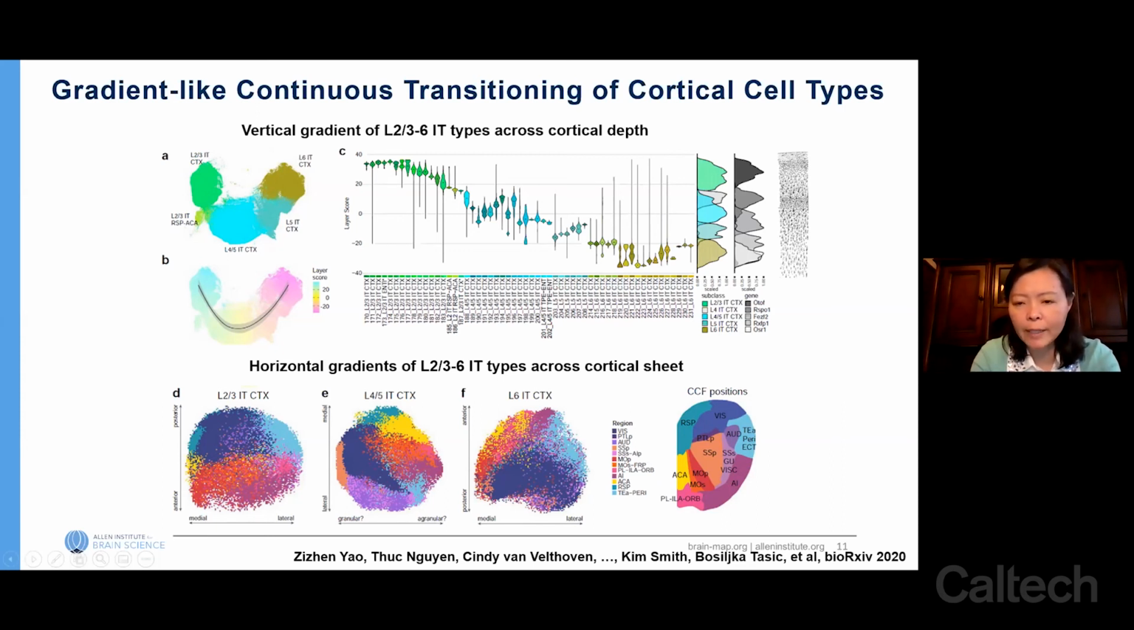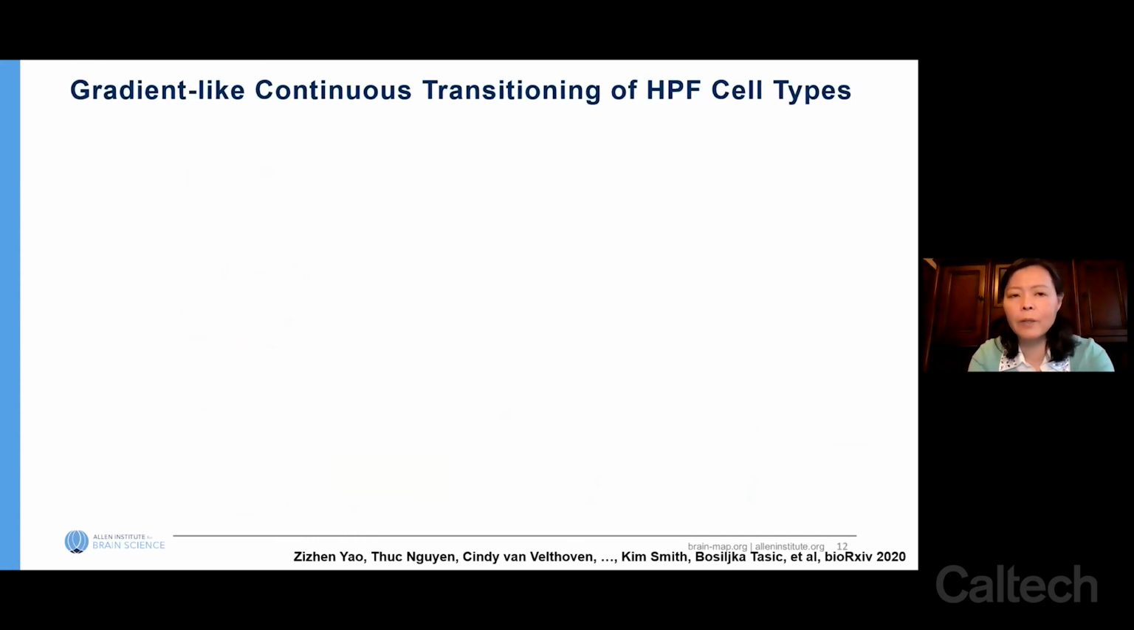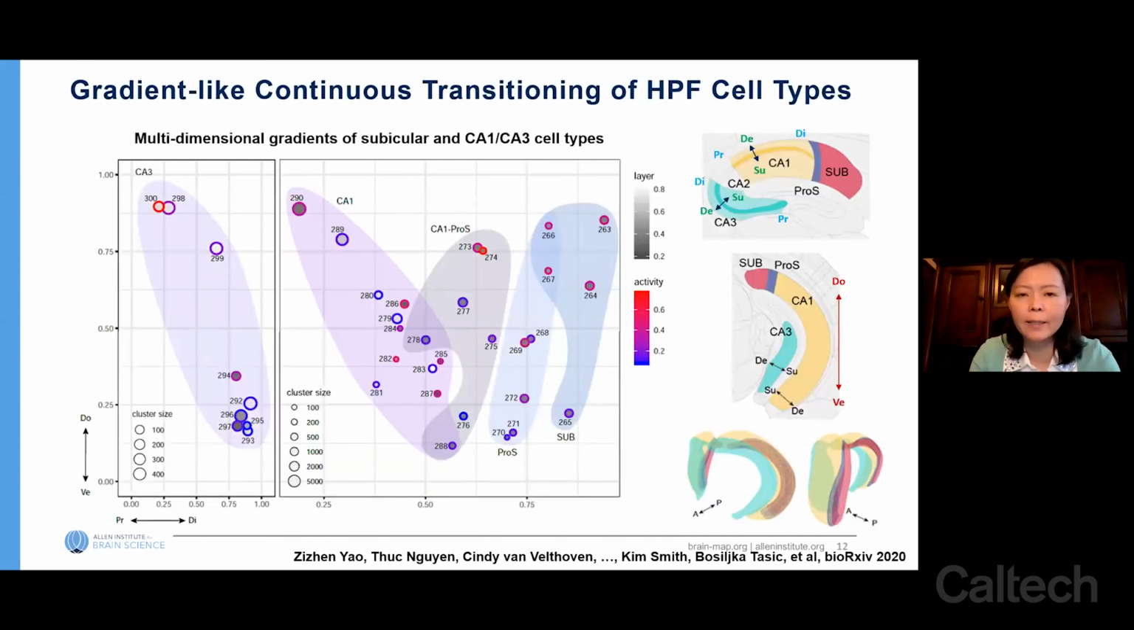And we find gradients in both anterior-posterior direction and medial-lateral direction. We find that in the anterior-posterior direction, the gradient is more continuous, whereas the medial-lateral is more discrete. Similarly, we find multimodal gradients across hippocampus, and in particular, CA3 itself, and then the combination of CA1 and cerebellum.